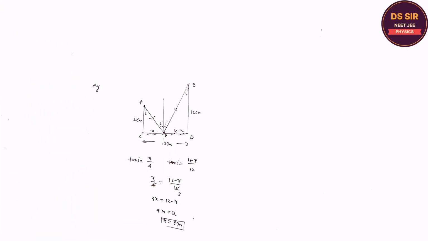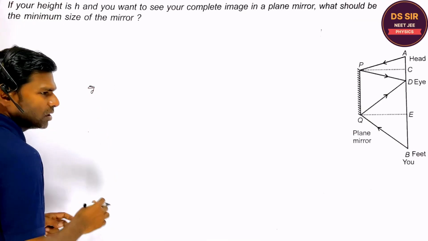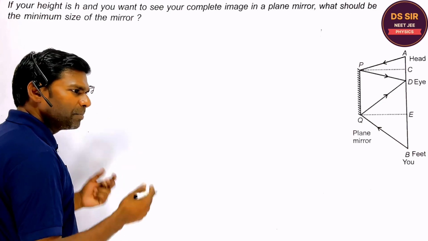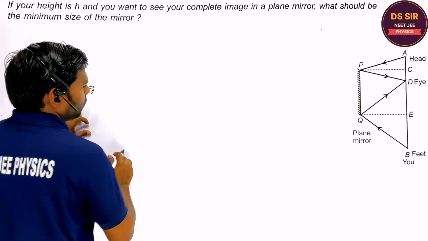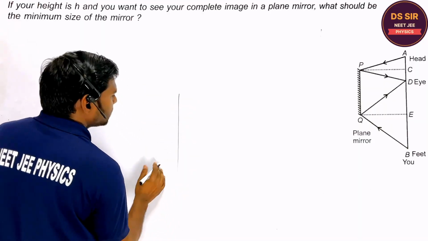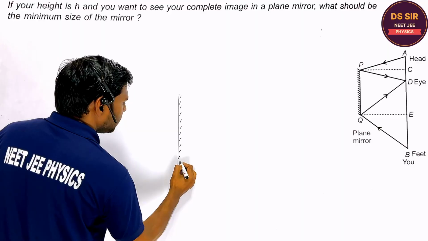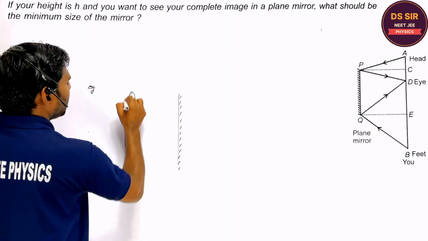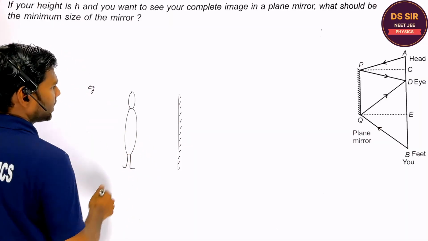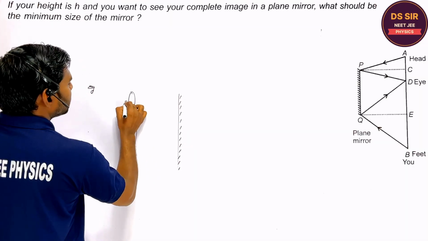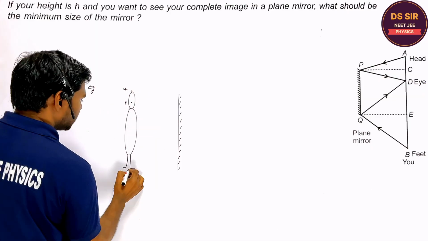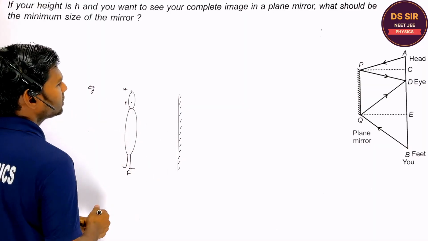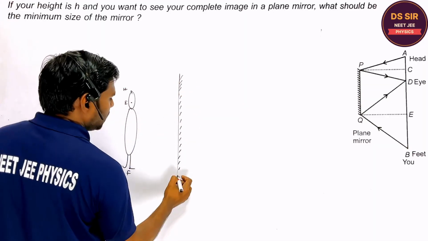Copy this. So read this question. In this question, you have to find the minimum height of the mirror so that you can see the complete image of yourself. How? Suppose this is the mirror, the big mirror is over there, and in front of this the person is standing like this, right? Suppose this is the eye, this is the head, and this is the foot of the person. Is it clear or not? So he wants to see his complete image, full image, in front of the mirror.